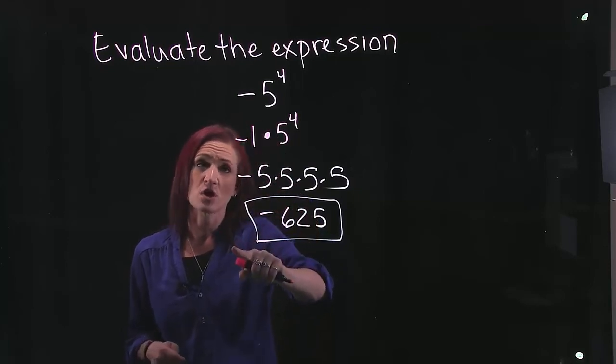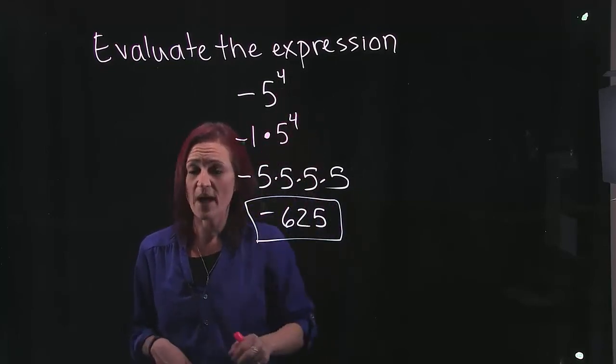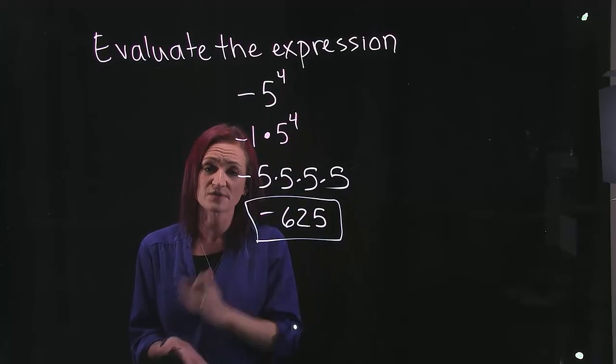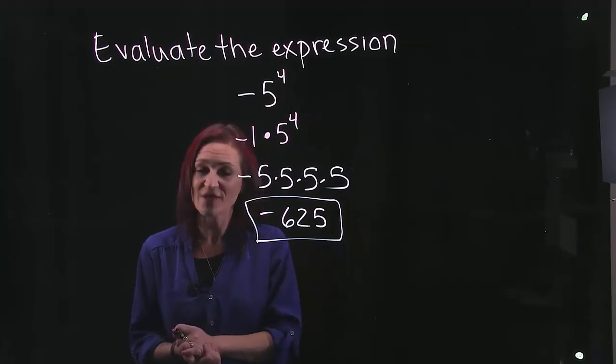Again, the negative just drops down, and we do 5 to the 4th power, which just means 5 times 5 times 5 times 5. Otherwise, that's it for this video.